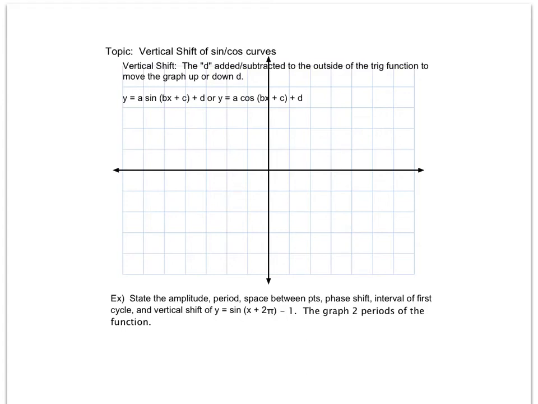We've now looked at what A does, what B does, what C does. The only one we haven't looked at is D. So notice that the D is just adding to the outside of my function, so it should either move it up or down, just like we've looked at with other functions when you add something to the outside.